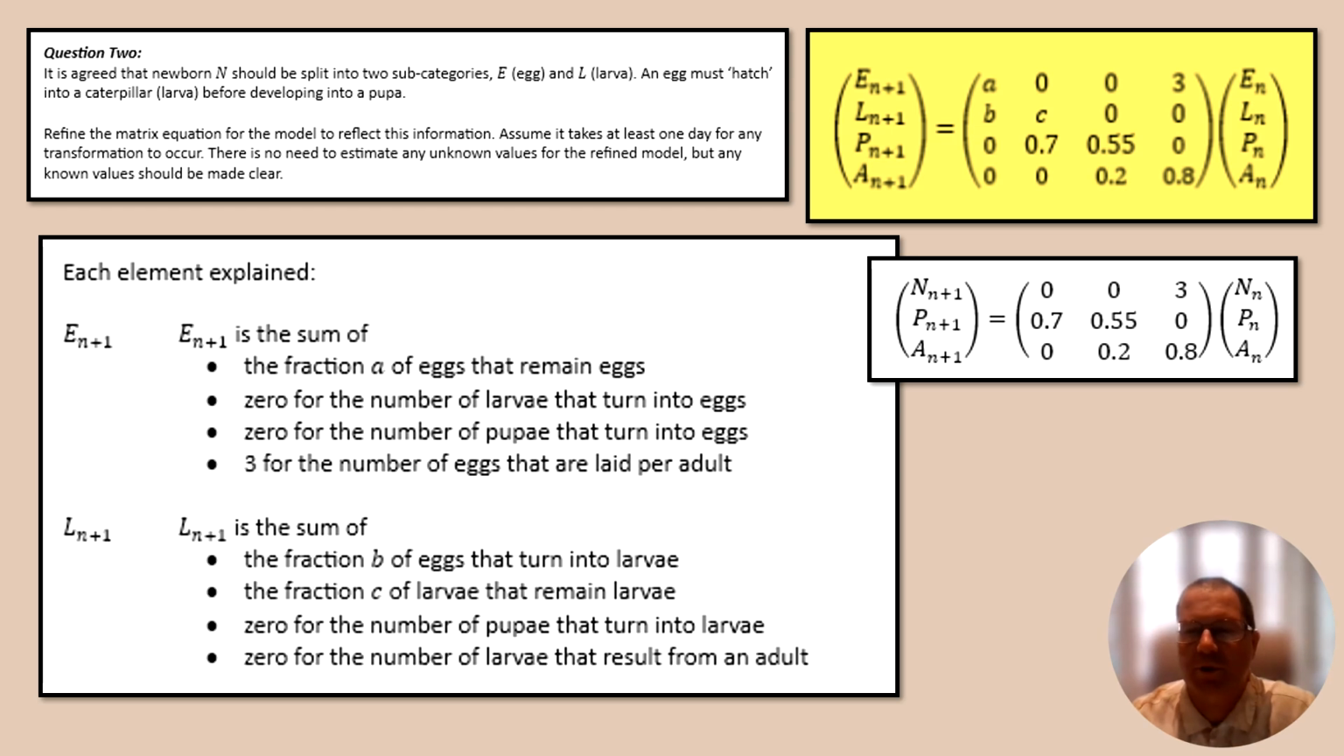For the larvae, we don't know how many eggs are going to turn into larvae and how many larvae are going to stay as larvae. But we do know that no pupae are going to turn into larvae, and we do know that no adults are going to reproduce and produce larvae.